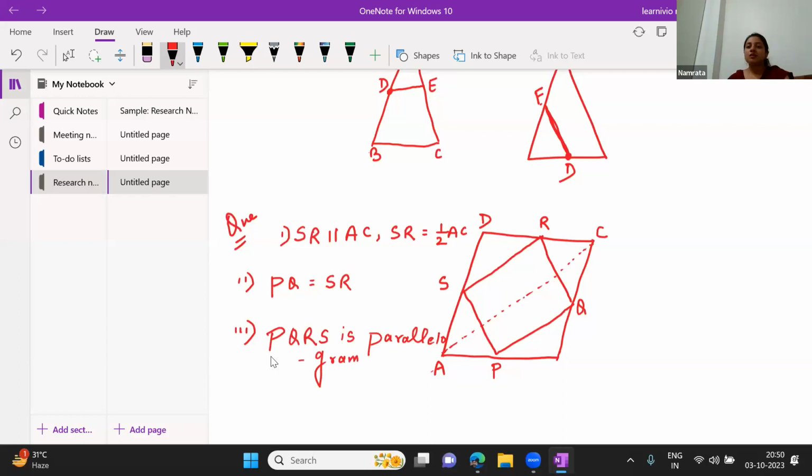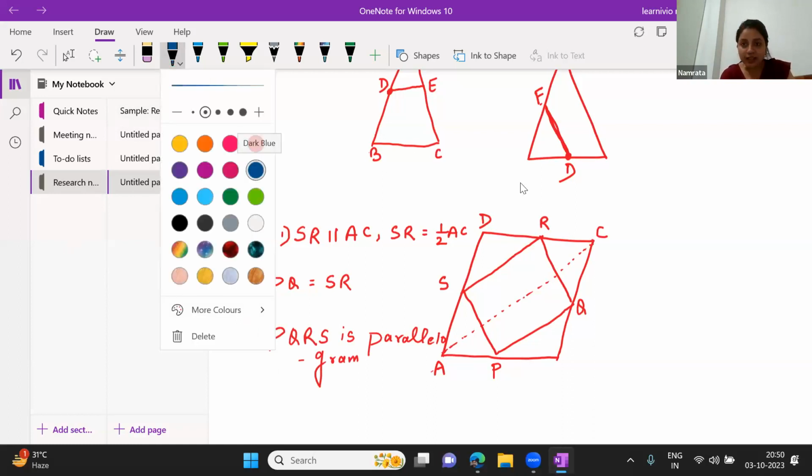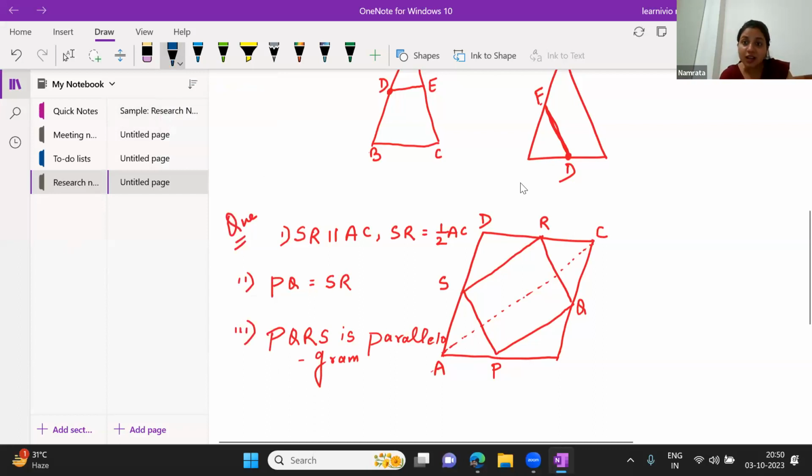So if we look at the question carefully, we should focus on the triangle, because just now we have learned the concept of midpoint theorem. So definitely we need a triangle so that we can think about midpoint theorem, right? If we take this triangle, can you see it? Here we can see P is the midpoint, which is already given in the question. In triangle ABC, P is the midpoint, and Q is the midpoint, already given in the question.